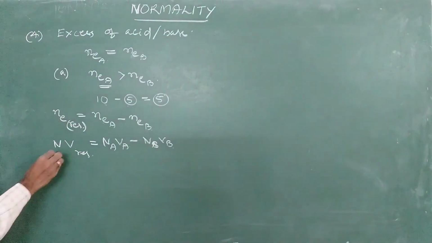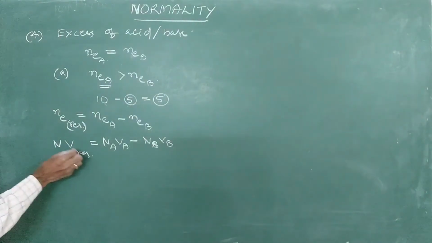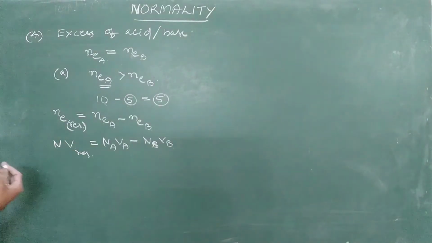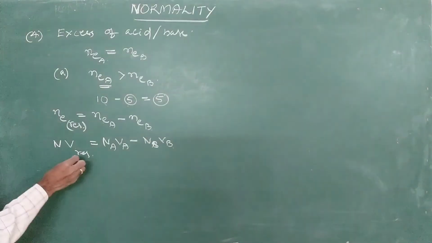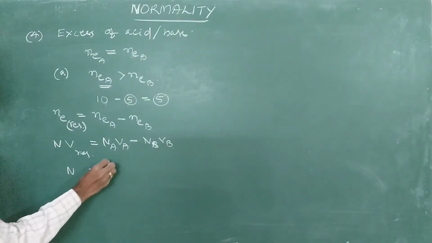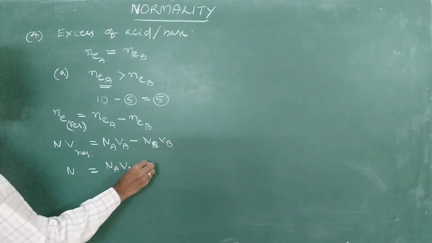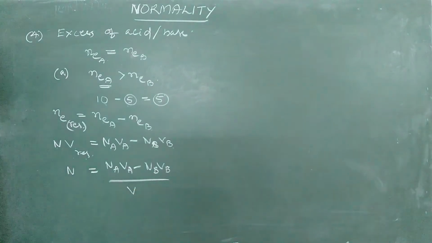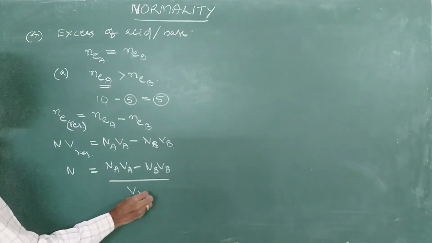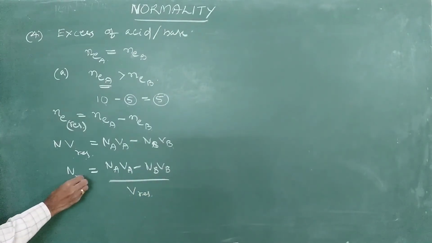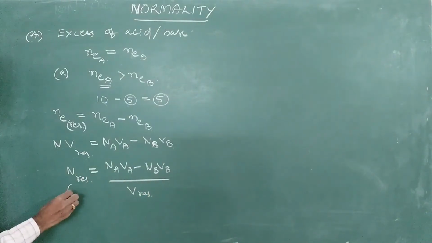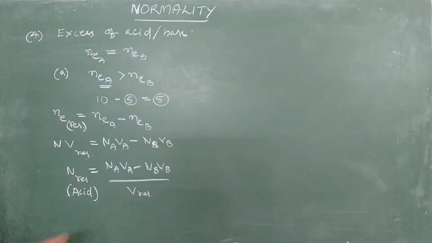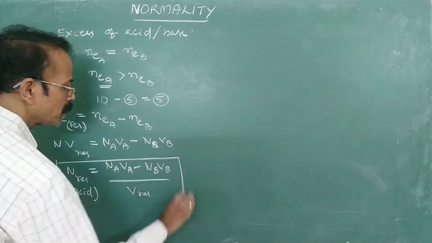Okay, so normality into volume of the resulting solution will be equal to the number of equivalents of the excess component. Okay, that is nothing but acid. So now what is the normality of the resulting solution? It is (NaVa − NbVb) divided by the volume of the resulting solution, or final volume. This is the volume of the resulting solution, and this is the normality of the resulting solution. This is nothing but the normality of acid, because acid is in excess, right? So this is how the normality can be calculated.